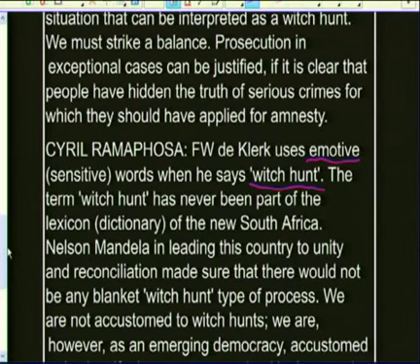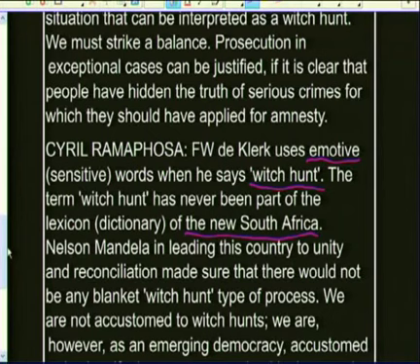And then he goes on to say the term witch hunt has never been part of the lexicon or the dictionary of the New South Africa. So that is one thing where they agree on, that South Africa needs to move forward, that we need to reconcile. So he's justifying the work of the TRC, and he's saying it was not about a witch hunt, it was about reconciling the people.